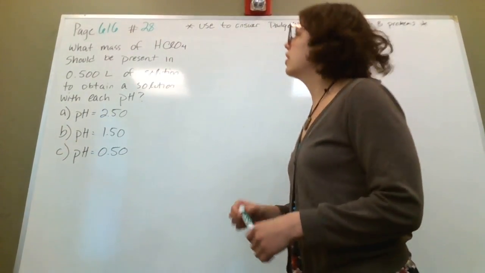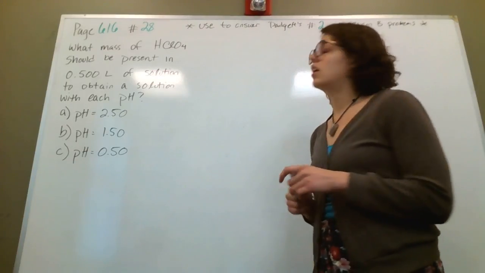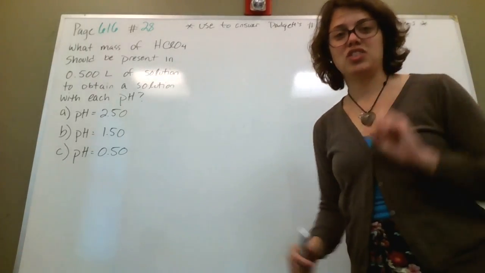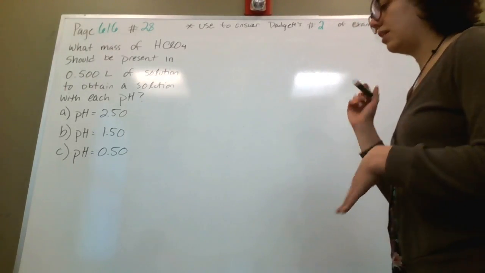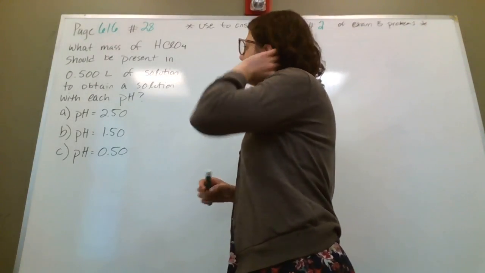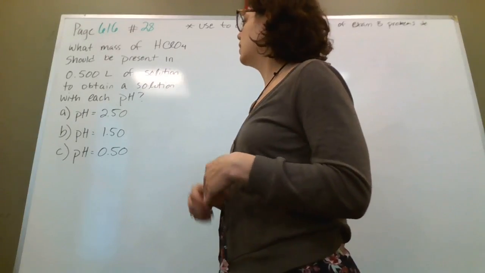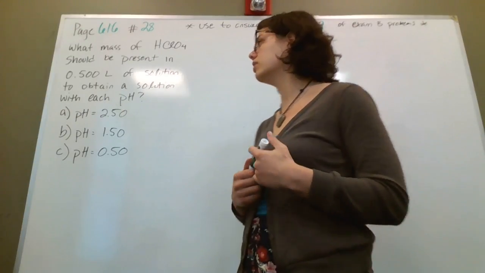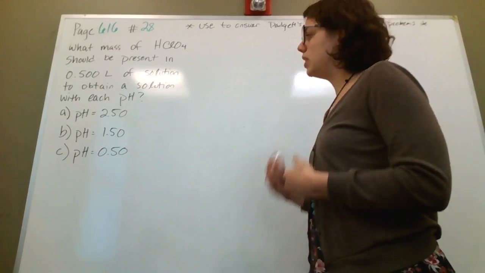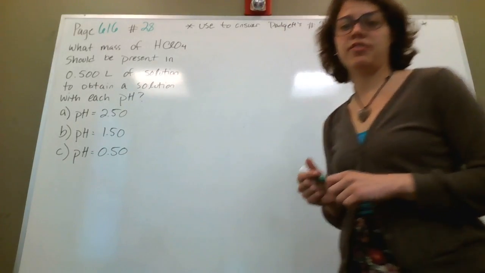Okay, so this is from page 616 of your textbook. It's number 28. You can use it to solve Dr. Padgett's number 2 question on her exam sample problems. So the question reads, what mass of HClO4 should be present in a 0.500 liter of solution to obtain a solution with each pH? So we'll start with A, pH of 2.50.